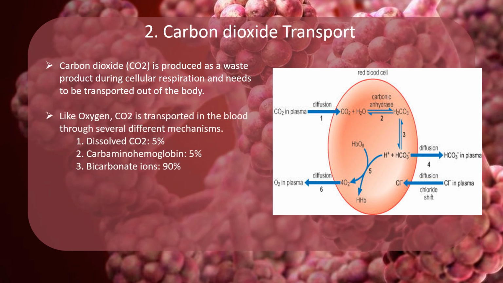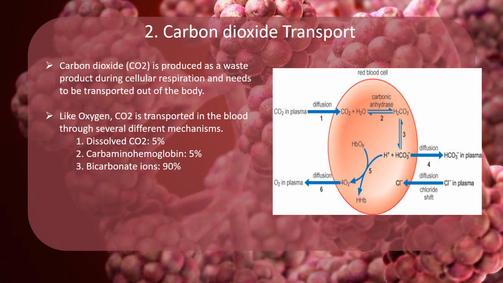So first one is the dissolved carbon dioxide. As it shows, only about 5%. A small amount of carbon dioxide, around 5%, dissolves in the plasma and is transported in the blood as dissolved carbon dioxide. So next one is carbaminohemoglobin. A small portion of carbon dioxide, around 5%, binds to the hemoglobin, forming carbaminohemoglobin. This binding occurs at different sites than oxygen binding and doesn't interfere with oxygen transport.